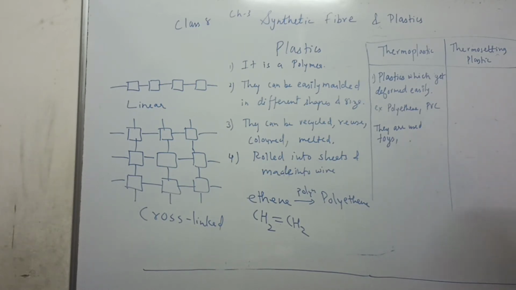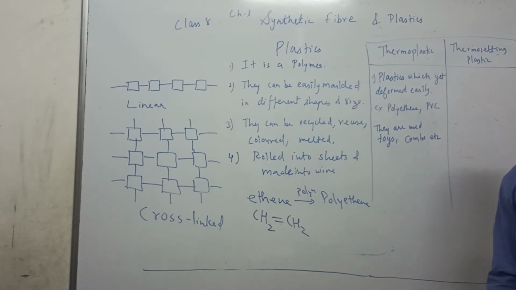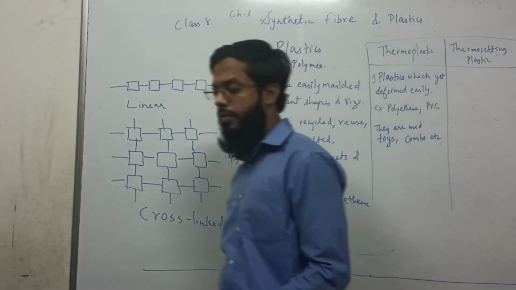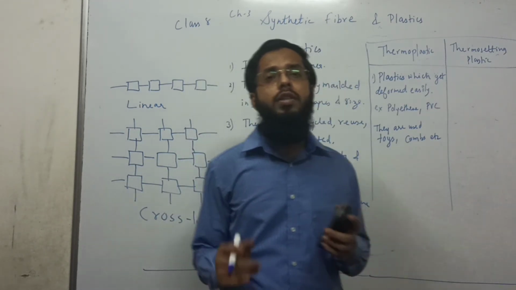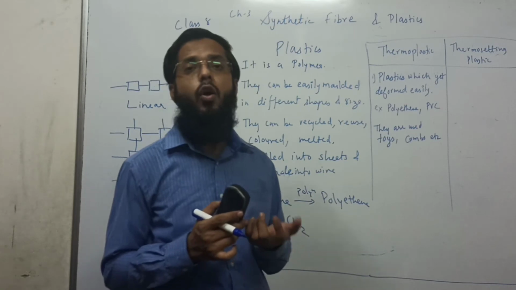Then they can be used in cones, containers, and so many things. Containers, toys, and plastic bottles also, like polythene bags. But in thermostatic plastic, what happens? What is the difference? Once they are molded, they don't change shape on heating.